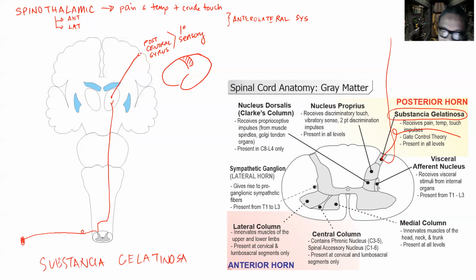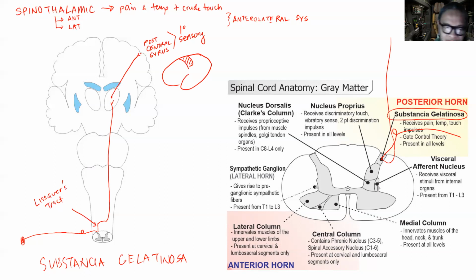Now, remember last time, there's a name for this tract, the spinothalamic tract that goes up or down one or two levels and then crosses. Before it crosses, it's called your Lissauer's tract. Not very important, but good to know. Sometimes it might crop up in quizzes, but it's just nice to know. Not vital to your career.